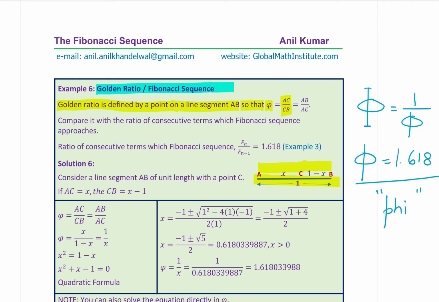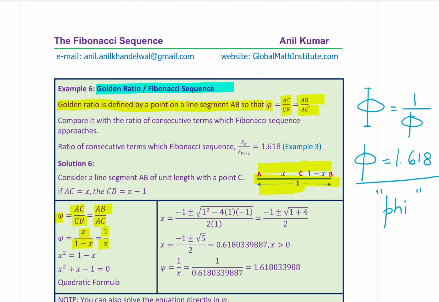So we have written here phi is AC over CB, which is x over 1 minus x. This is one way of saying it. The other way is that this ratio is also equal to AB over AC. So AB is the whole length, which is 1, we have taken 1 in this particular case, over A to C, which is the larger length, right? So AB over AC, 1 over x. You get the idea, right? So that is how it has been defined.